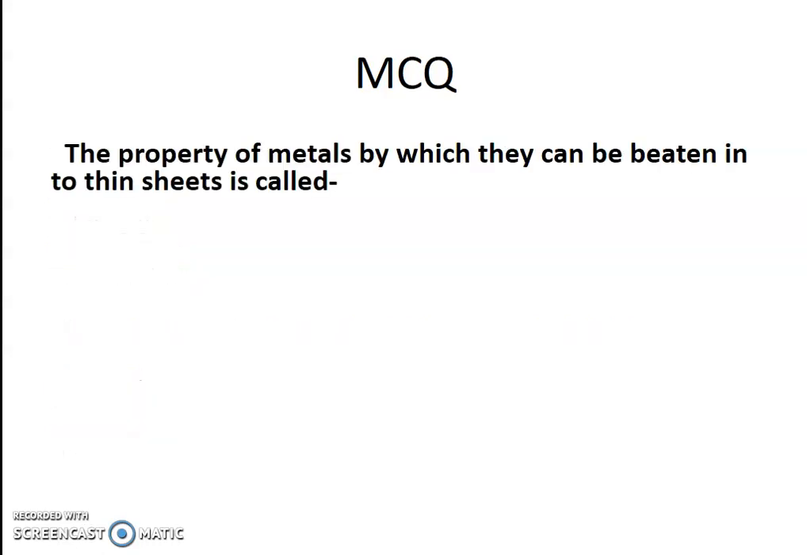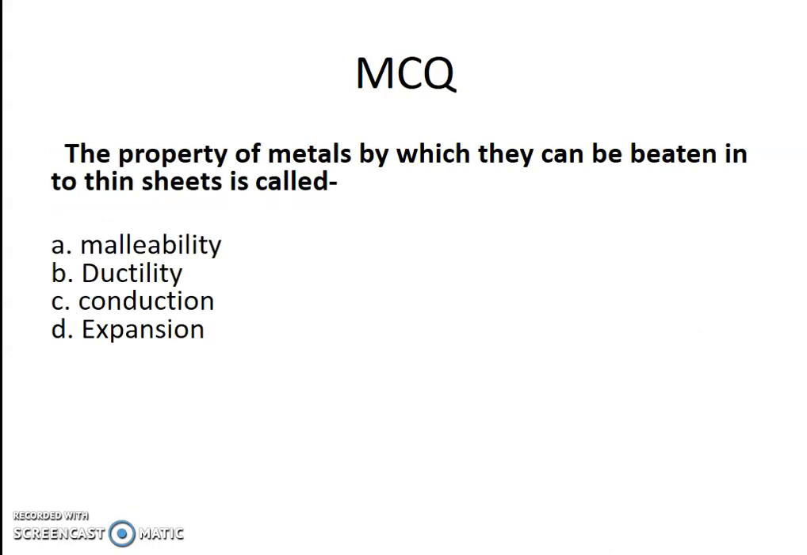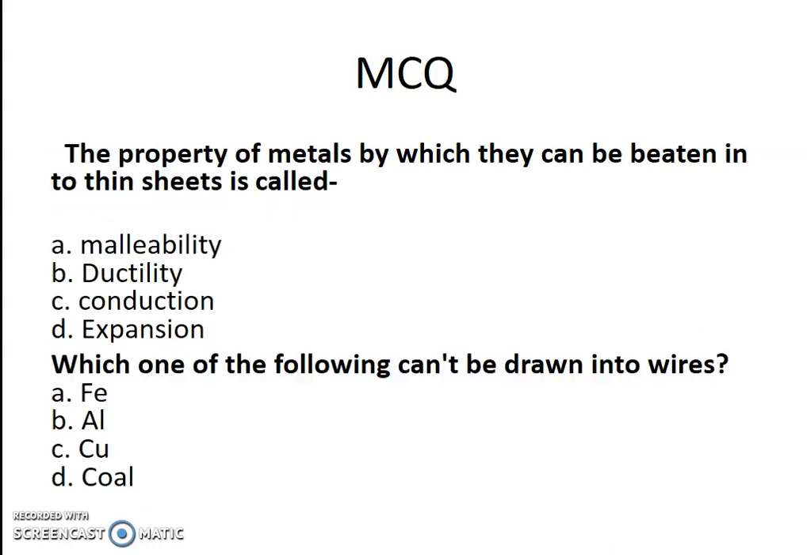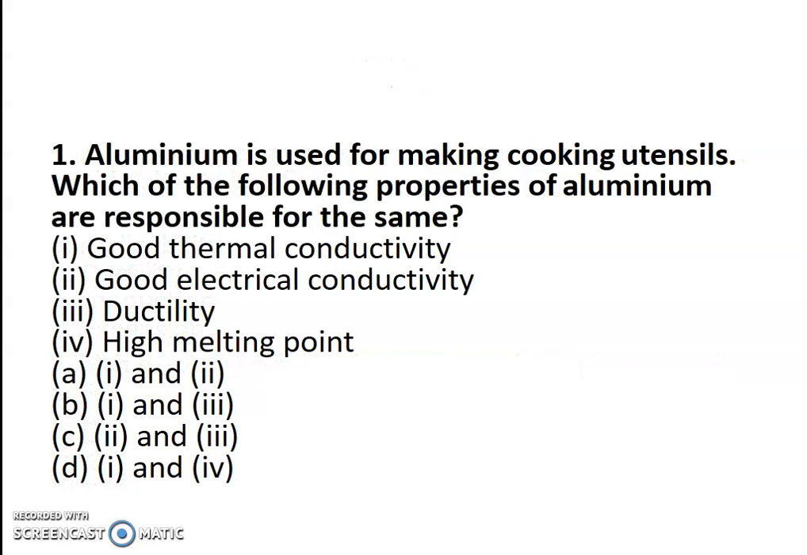The property by which metal can be beaten into a thin sheet is called malleability. Which of the following can't be drawn into wire? Coal. It is a non-metal.